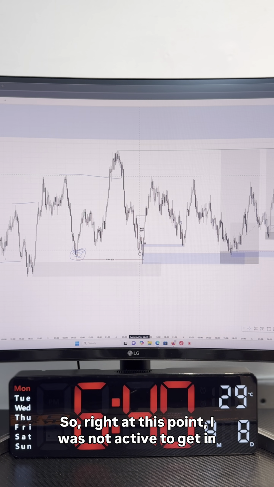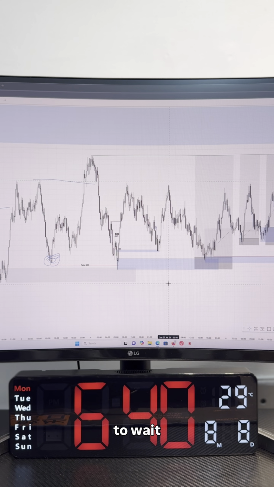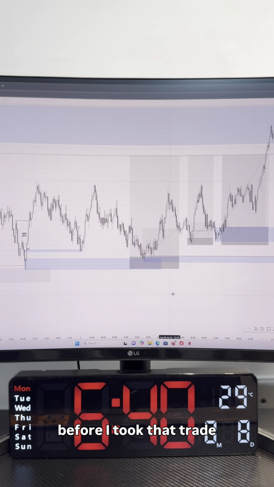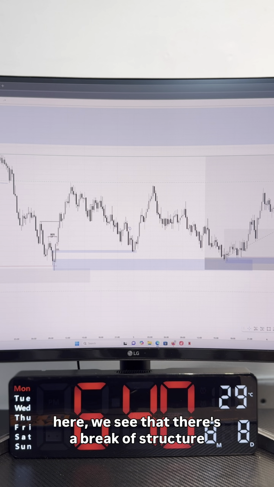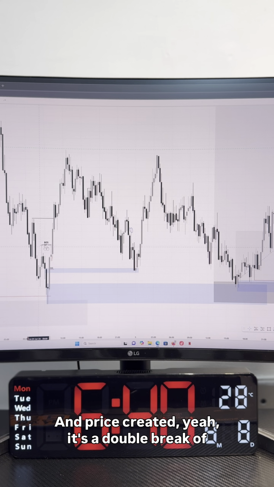So right at this point, I was not active to get in on this trade. So I didn't have a problem. So I had to wait for price to come back to this area before I took that trade. And if you see the price action going on over here, we see that there's a break of structure over here. And price created, yeah, a double break of structure.